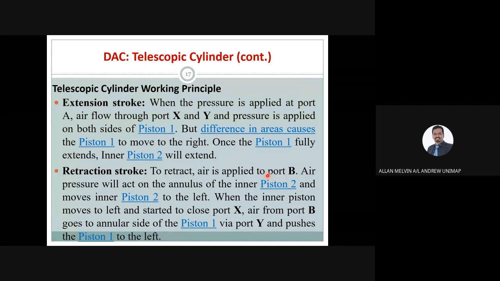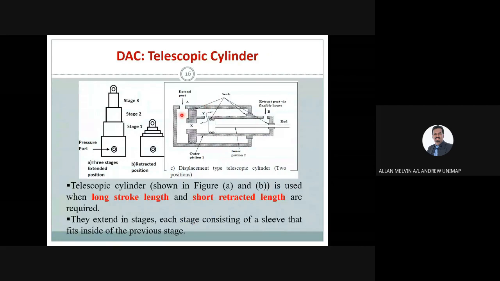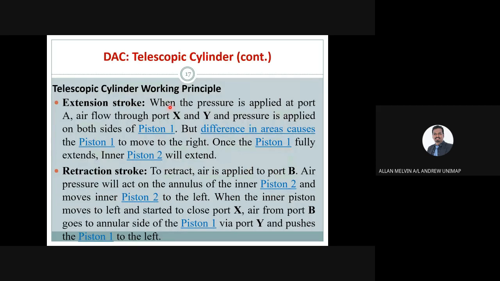Yang ni saya dah explain lah. Okay, so in this case, it masuk, it extend this, and then did I extend yang ni? The second one, yang ni actually hanya dua stage, so dia cuma ada dua position, so it's not like this. Once it extend this, udara akan masuk dekat sini, then it will start to push this, and this thing will extend. So two position, two stages. So you boleh baca lah, how it extend and also retract.